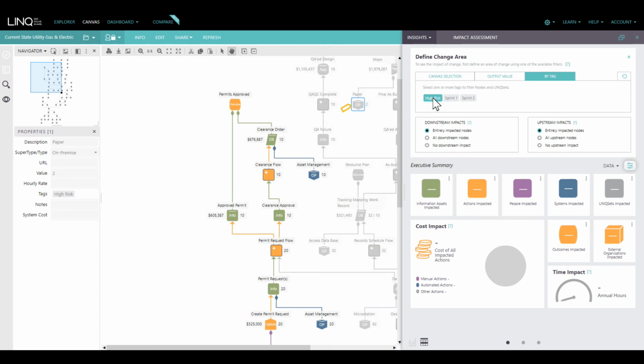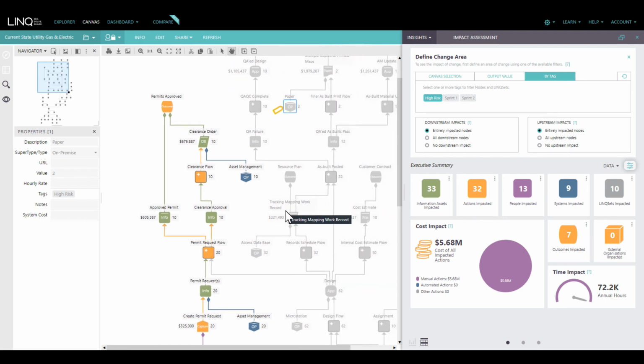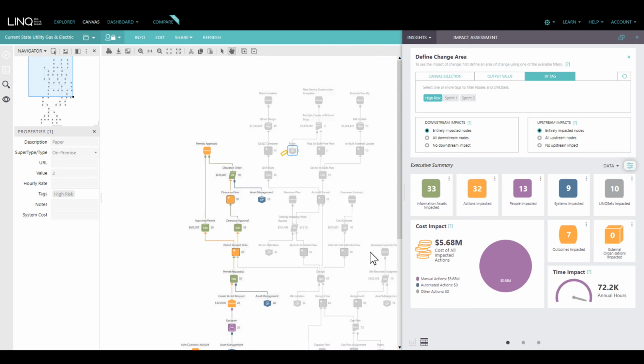By using the tag and focusing on the entirely impacted node setting within the model, we can see that changing or removing the production of paper will impact some $5.68 million of the overall process. So retrofitting the process will be an extensive job, but could save, as we have seen, somewhere around $1.9 million.